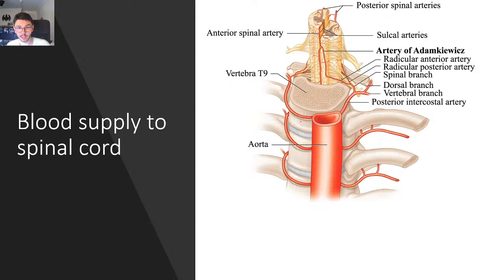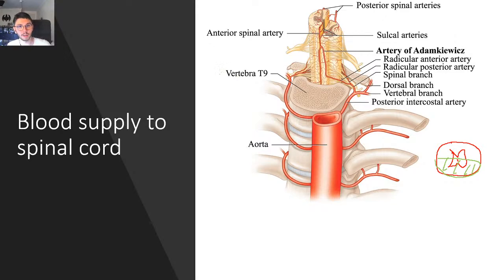So if we're thinking about the anterior two-thirds, that's our little spinal cord here. It supplies this part here, the anterior two-thirds. So that's the blood supply of the anterior spinal artery. Now, the Artery of Adamkiewicz originates from the left posterior intercostal artery in 70% of people.